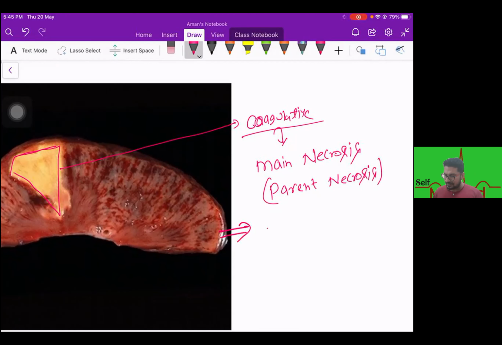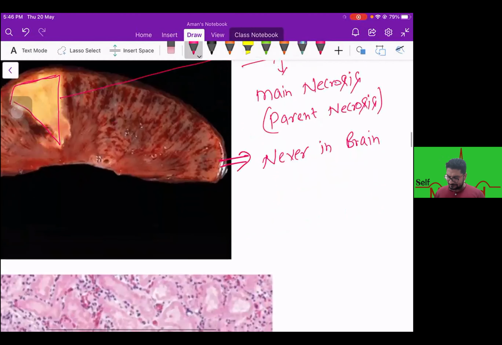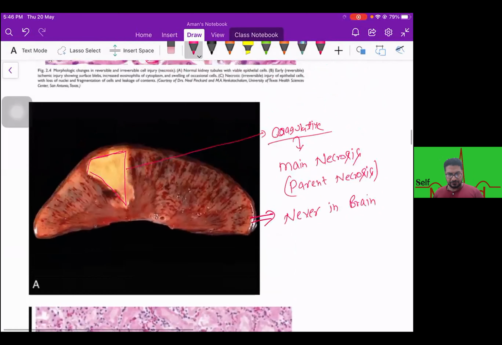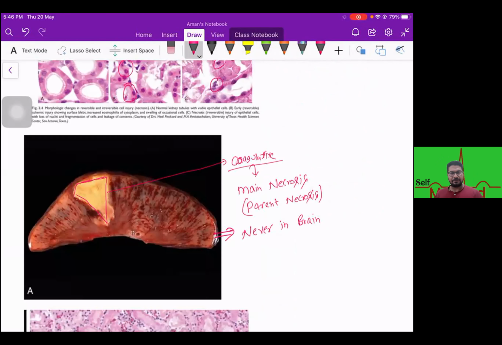It is seen in almost all organs. But remember a fact: this type you will never see in the brain. Because in the brain you will find liquefactive necrosis, also called colliquative necrosis. So if I ask you where you see coagulative necrosis, you can see it in the heart, the spleen, the kidney. You can pick almost any organ, but you will never find this type of necrosis in the brain.